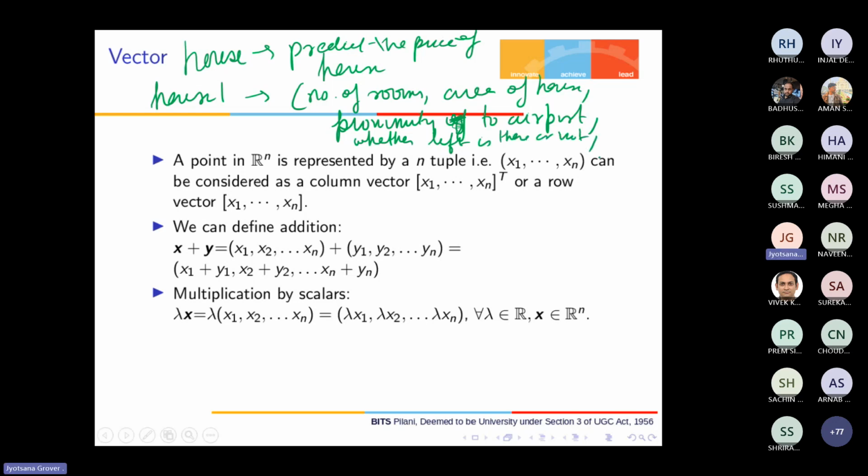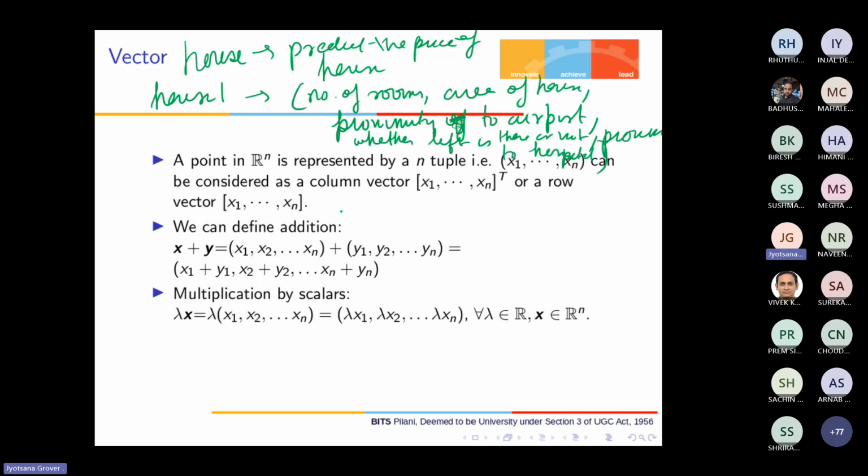The next feature could be ventilation. No, that is a subjective feature. Someone will say it is ventilated, someone will say no, it is not. Okay, what is the next feature? Proximity to hospital or the schools? Airport.